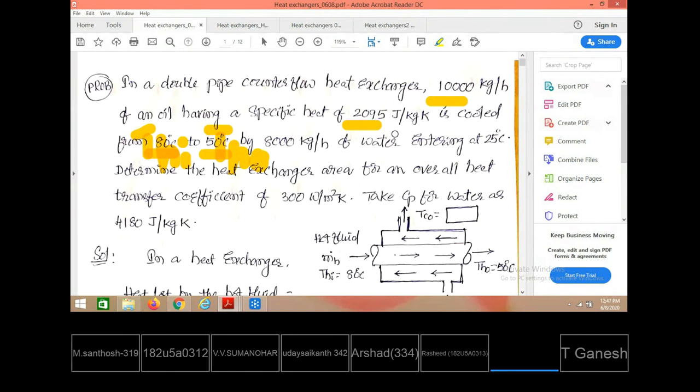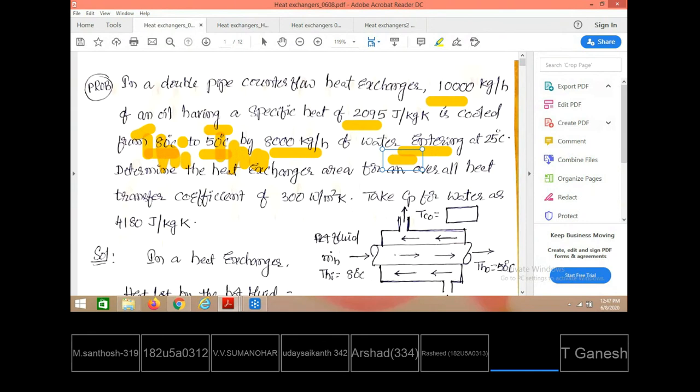So how is that cooling taking place? With the help of cold fluid. Cold fluid is flowing at a rate of 8,000 kg per hour, while the water is entering at a temperature of TCI, which is given. That is entering at a temperature of 25 degrees centigrade. Then what they are asking you to calculate: determine the heat exchanger area.